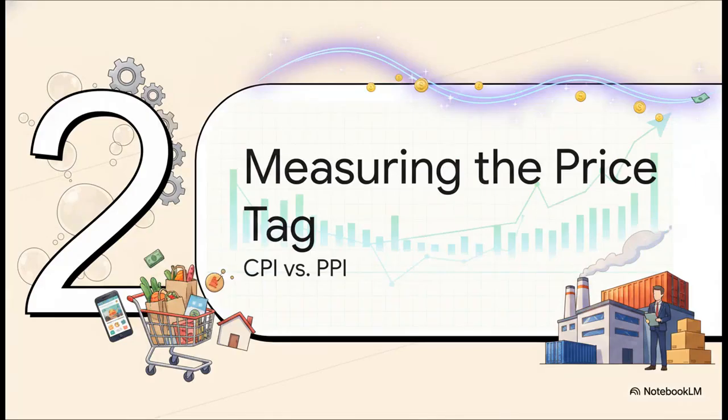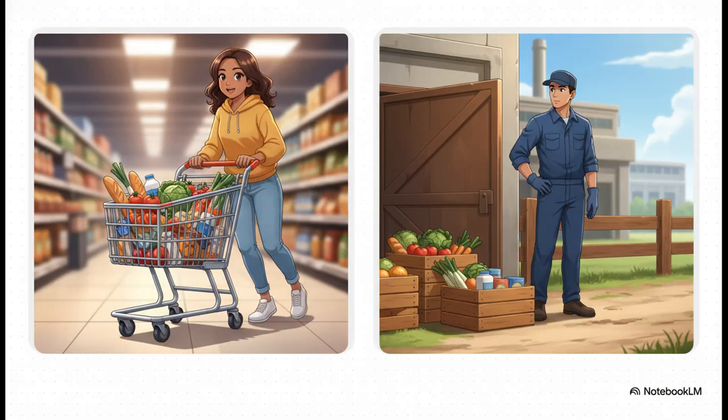Moving on to Section 2, measuring the price tag, CPI versus PPI. So how do economists actually track this invisible, ongoing force out in the real world? Well, they use two main indicators. First up is the Consumer Price Index, or CPI. Think of this as your cost of living. Economists create a representative basket of goods and services that a typical household buys, groceries, fuel, housing, and they track the price of that specific basket over time.